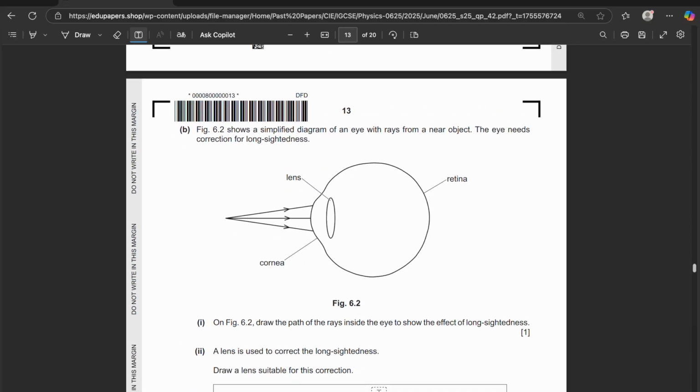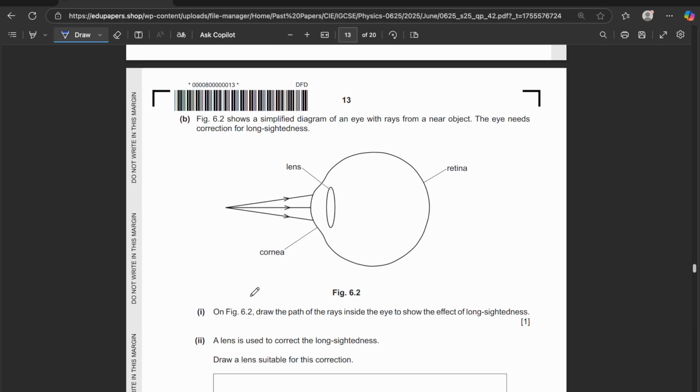B. Figure 6.2 shows a simplified diagram of an eye with rays from a near object. The eye needs correction for long-sightedness. Long-sightedness means you can see things from far away very clearly, but not the nearer things, because these rays of light don't meet on the retina but at the back of the retina. Draw the path of rays to show the effect of long-sightedness.